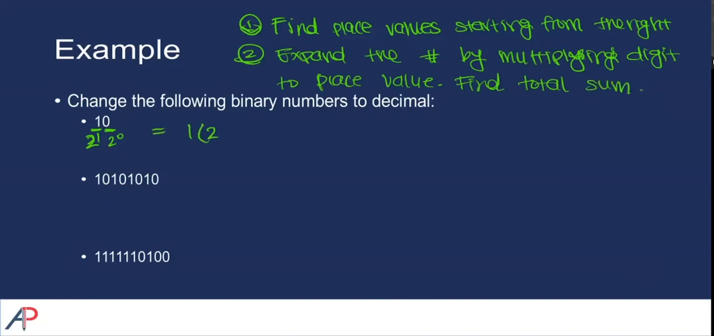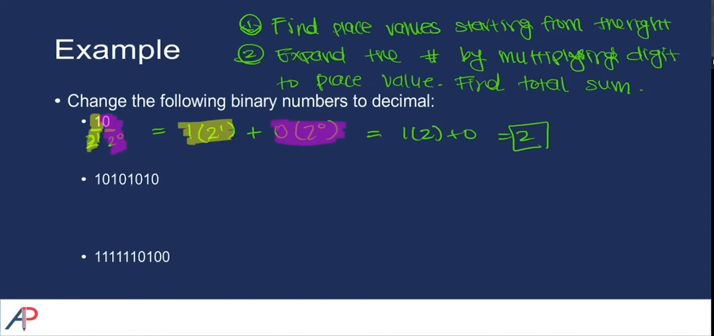So this would be 1 times 2 to the first power plus 0 times 2 to the 0th power. The 1 comes from that digit with its respective place value, whereas the 0 times 2 to the 0 power comes from the digit and its respective place value. And this will give us 1 times 2 plus 0, which is the same thing as 2. So 10 in binary is the same thing as 2 as a decimal number.